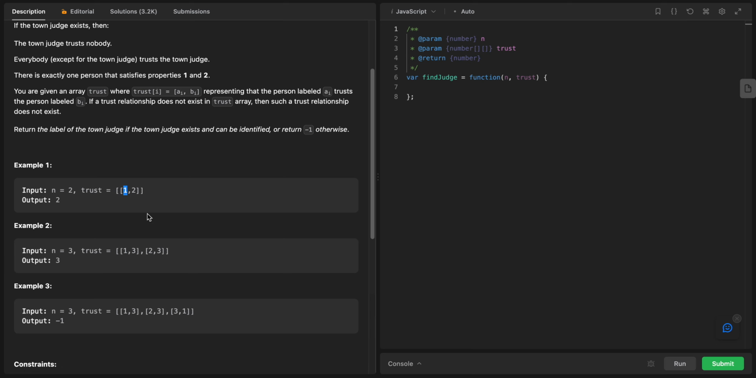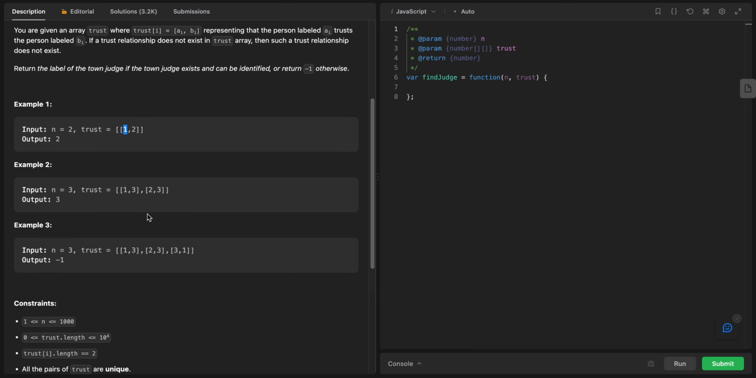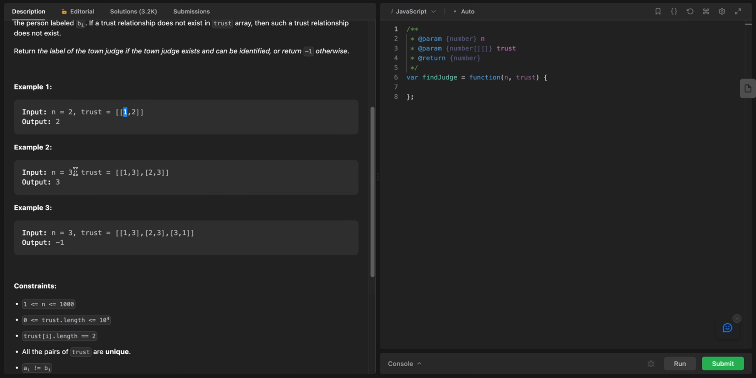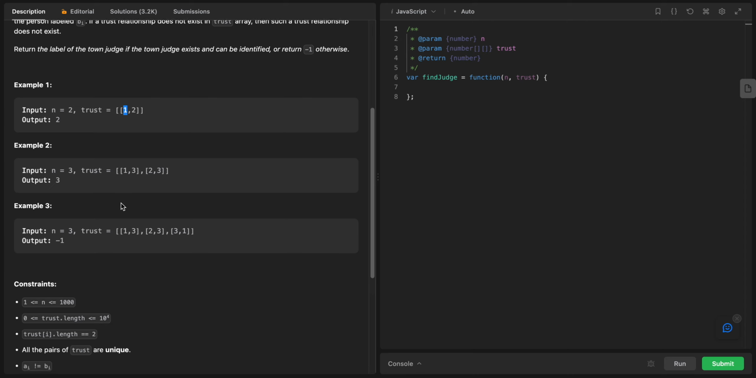We have only one other person, so one is everybody. We have a second example that is maybe easier to understand. In the second example, we have one trusts three and two trusts three. So both of these trust three, but three trusts no one, so the judge is three.